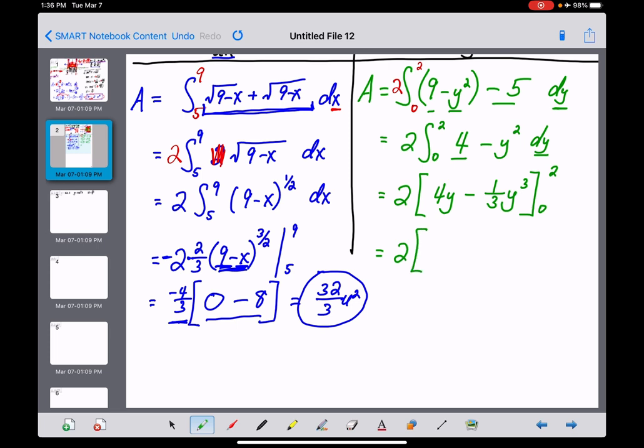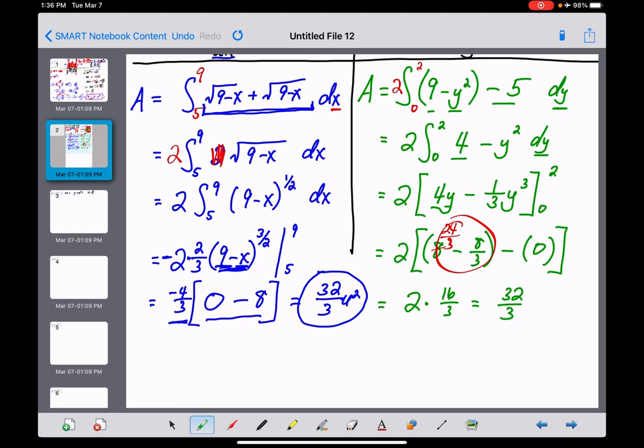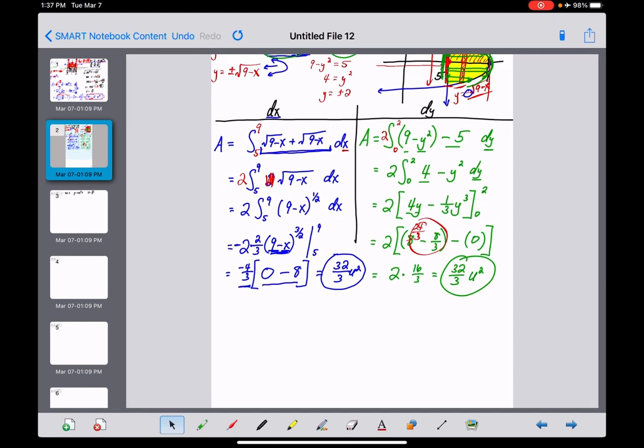So we'll leave the 2 out in front. Let's put the 2 in there. 4 times 2 is going to be 8, minus 1/3 times 8 is going to be 8/3. That's what you get from the 2, minus, and now putting a 0 into a polynomial function is just going to get you a 0 as well. So what does that do for us, guys? Remember that this 8 is actually 24 over 3, so we have a common denominator right there. This becomes 2 multiplied by 16/3, which is going to get us 32/3 square units for the area of that region if we integrated with respect to y.